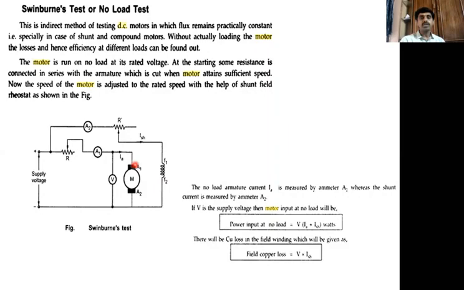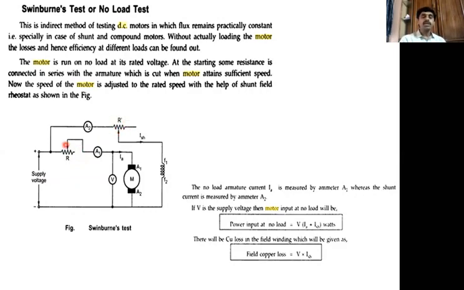First, initially, rated voltage is applied, and if you observe at the starting, some resistance is connected in series with the armature, and some resistance is connected in series with the field. We know that the resistance in the armature is connected at maximum position initially. The resistance in the field is kept at minimum position.